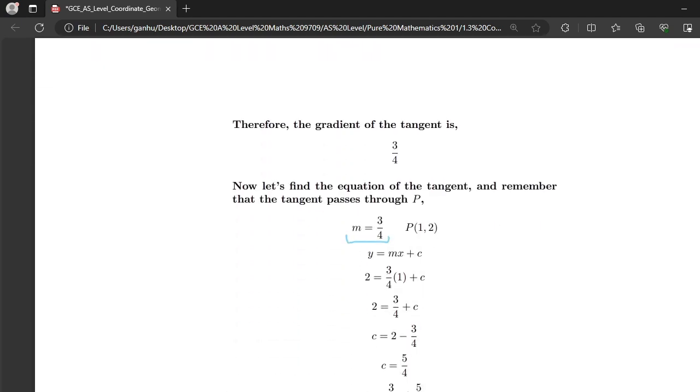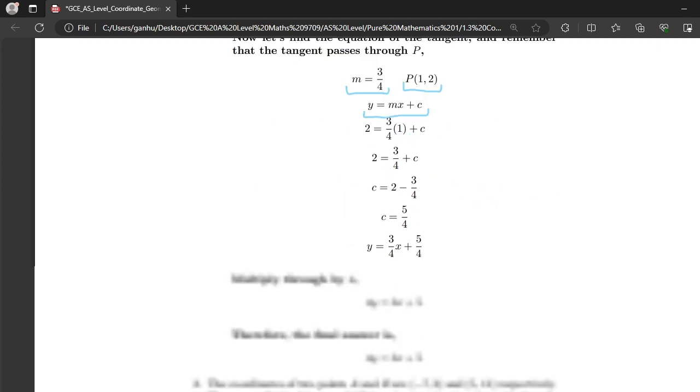So we have our gradient and the point that we're going to use. And now we're going to substitute into y equals mx plus c. If you substitute and solve for c, you get c is equal to 5/4. And therefore the equation of our tangent is y equals 3/4 x plus 5/4.